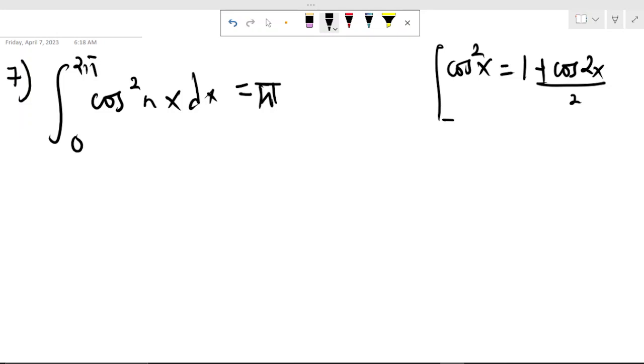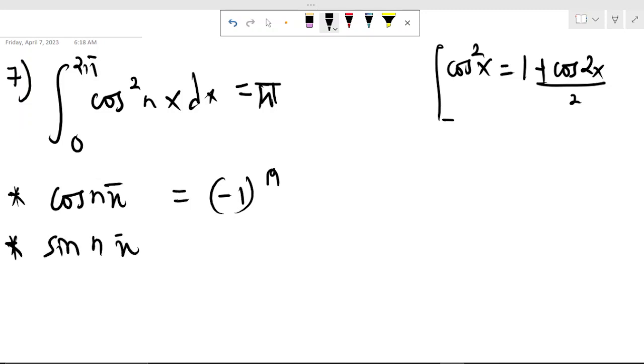Now, I think that's all for the useful integrals. But I would like us to note these last two things. If you have cos n pi, it is equal to minus 1 raised to power n. Why? Because for cos pi, cos 2 pi, cos 3 pi, cos 4 pi, and so on and so forth, the value alternates between minus 1 and 1. So generally, we can say that cos n pi equals minus 1 raised to power n. Also, sine n pi is simply 0.